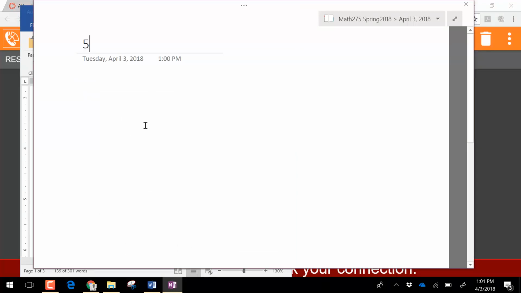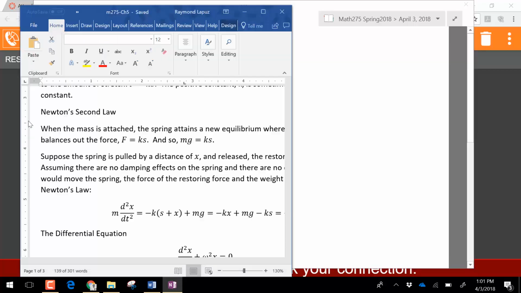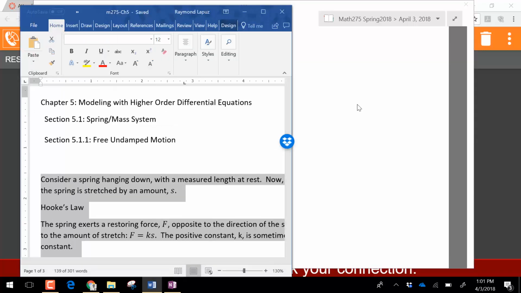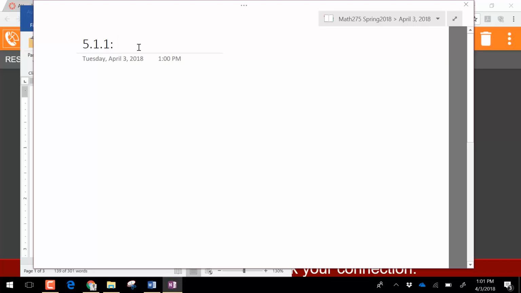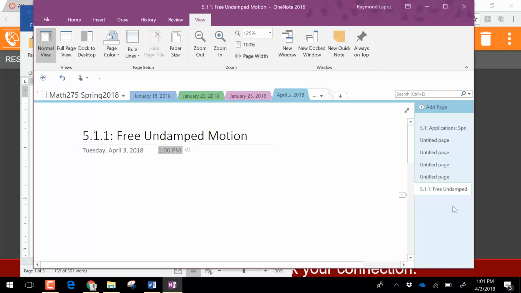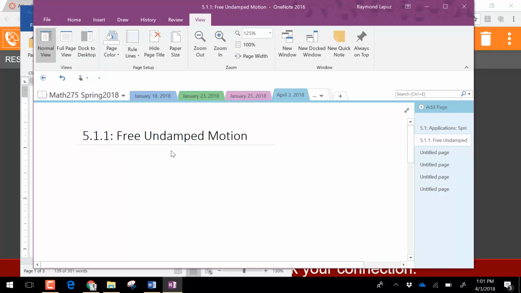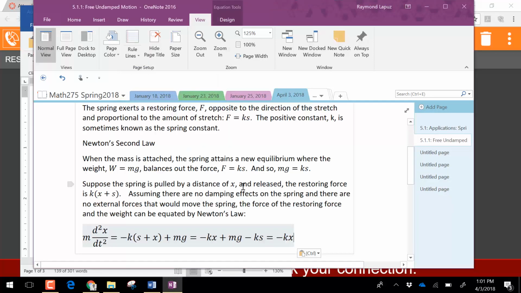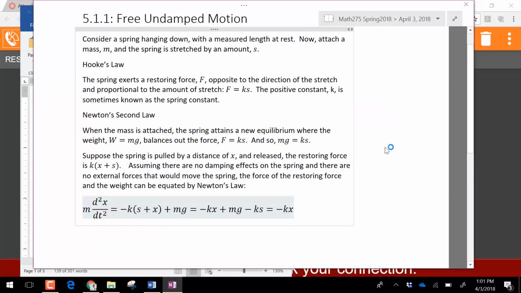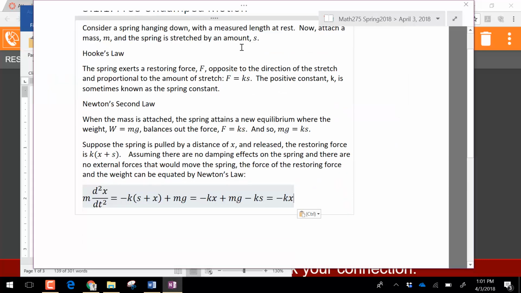So, part one. What was part one? Undamped, free undamped motion. All right, this is the first one. All right, let's take a look at this.